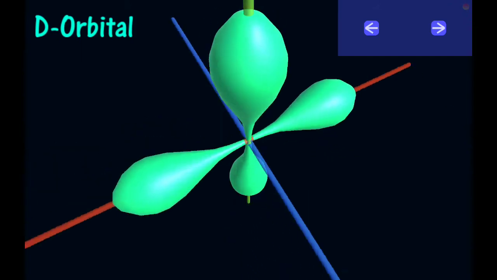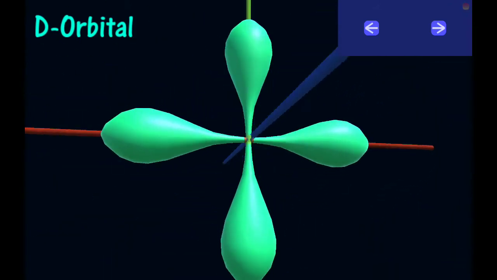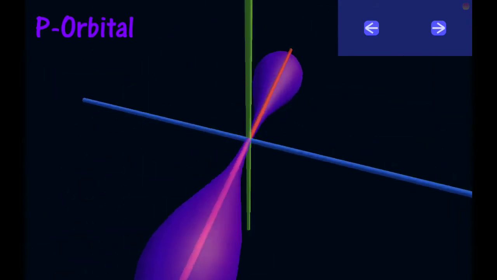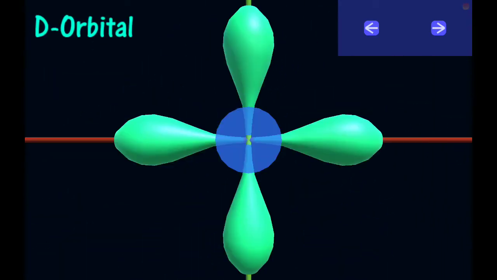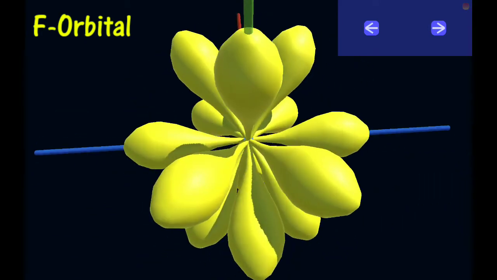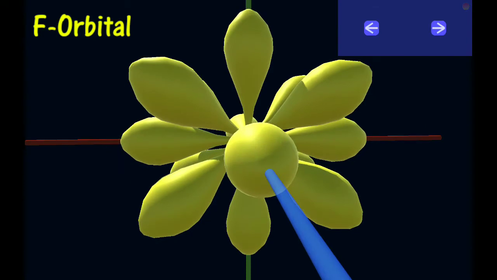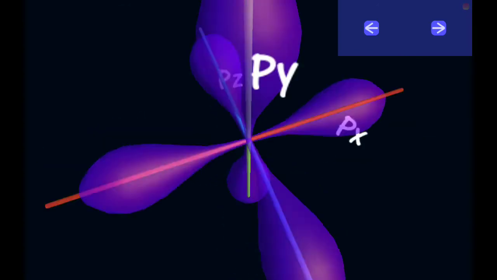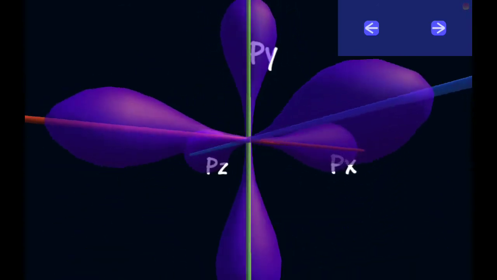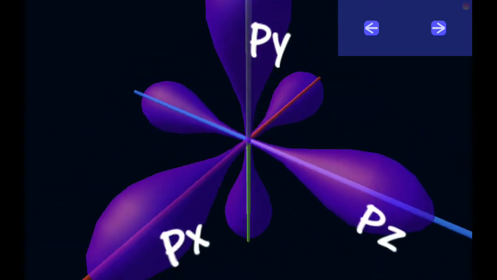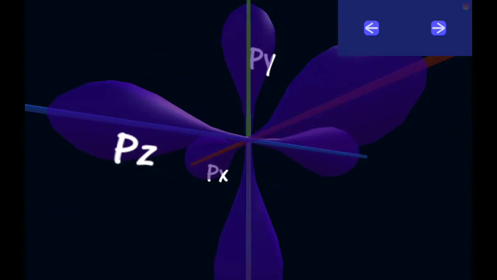Now this is the d orbital, which has the double dumbbell shape, while the p orbital has a single dumbbell shape. Now this is the f orbital. It has a very complicated geometry. Now there are 3 types of p orbitals: px, py and pz. Here we can see the px, py and pz all together in a single diagram.